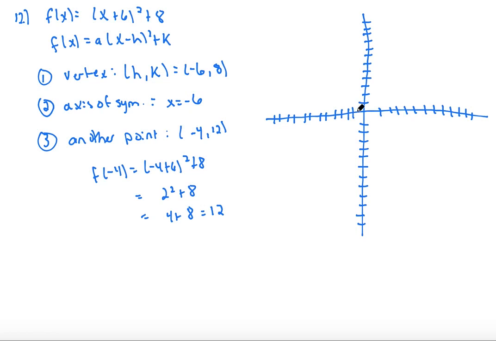All right, so our vertex is at negative 6, 8. So I hope that's where it is. Negative 6 is our axis of symmetry, and I hope it goes through that point. And then we have negative 4, 12. I think I went a little bit over here, but 8, 9, 10, 11, 12. So it looks like something up here. So I think we get a parabola that looks something like this. And that is how to graph in vertex form.